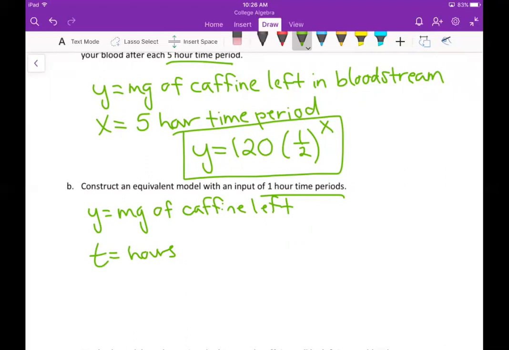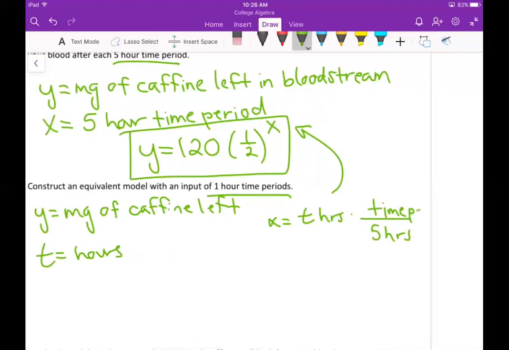Think about what you would do if you were given an amount of hours. Every time you're given t hours, you're going to say, okay, that's in hours, and I need to convert it to time periods to plug it in for x. So x is going to equal whatever t I have times, getting rid of the hours, 5 hours for every time period, to convert it to time periods for x. So every time I'm going to take t and divide it by 5 to get x. So x equals t over 5 time periods.